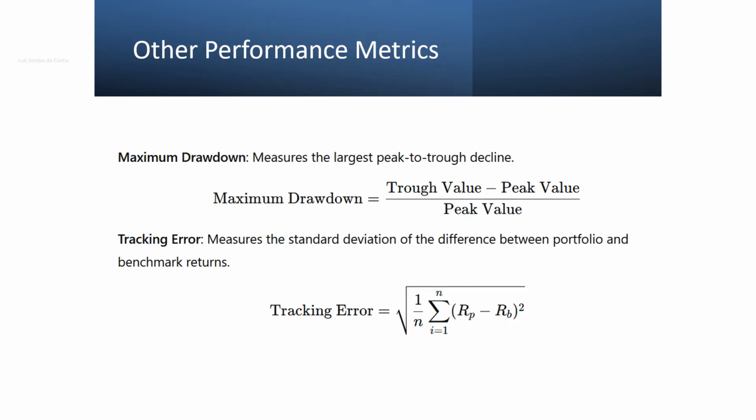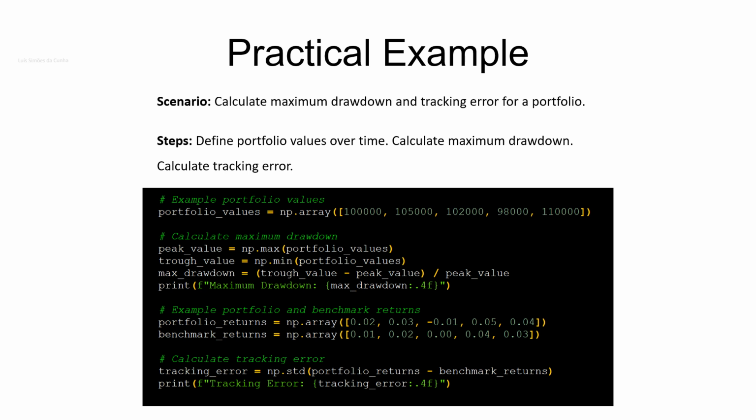Other performance metrics include maximum drawdown, which measures the largest peak-to-trough decline, and tracking error, which measures the standard deviation of the difference between portfolio and benchmark returns. These metrics provide additional insights into portfolio performance and risk. Let's calculate maximum drawdown and tracking error for a portfolio. We define portfolio values over time, calculate maximum drawdown, and calculate tracking error. This example demonstrates the process of measuring these additional performance metrics.